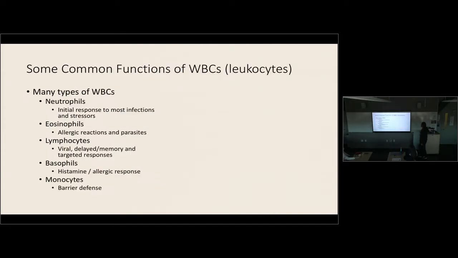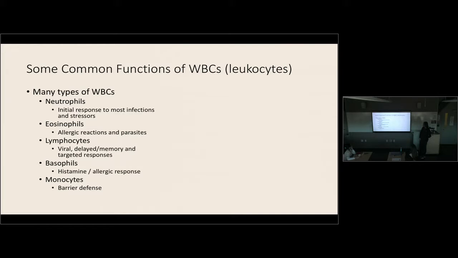So if we break down these white blood cells, these leukocytes, there are many different types. There are neutrophils, eosinophils, lymphocytes, basophils, and monocytes, and these are the main categories. They all have a very specific function within the immune system, whether it's adaptive or innate or humoral, but they all do different things, and different types of infections that they're more geared towards protecting us against.